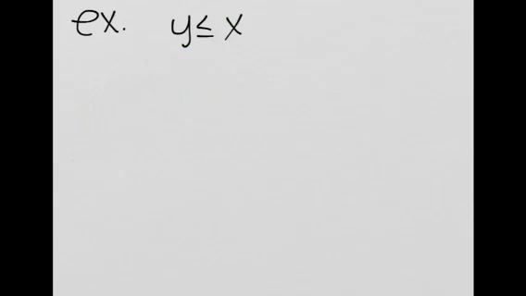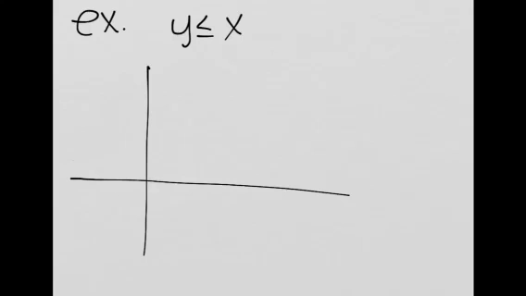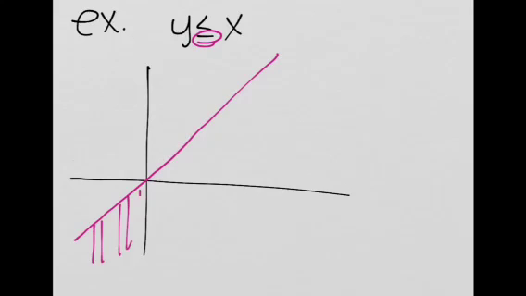Next example is y is less than or equal to x. So let's draw this, and we know what y equals x looks like, and we're going to draw it solid this time because there's an or equal to part. And because it has a less than part, we're going to be shading below.